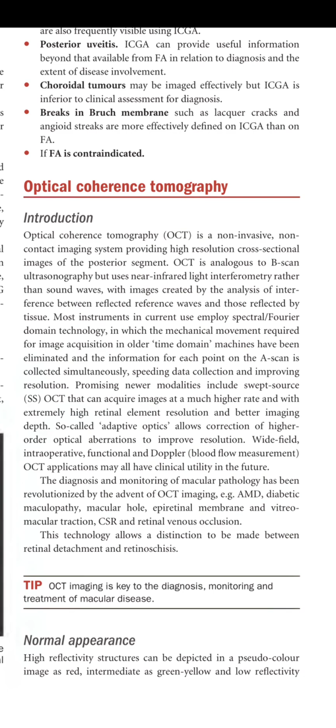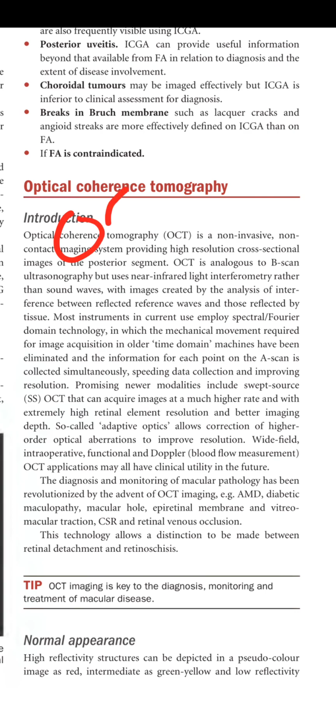Introduction. OCT, optical coherence tomography, is a non-invasive, non-contact imaging system providing high-resolution cross-sectional images of the posterior segment. OCT is analogous to B-scan ultrasonography but uses near-infrared light interferometry rather than sound waves, with the image created by analysis of interference between the reflected reference waves and those reflected by tissues. Most instruments in current use employ spectral or Fourier domain technology, in which the mechanical movement required for image acquisition in older time domain machines has been eliminated, and the information for each point on the A scan is collected simultaneously, speeding data collection and improving resolution.